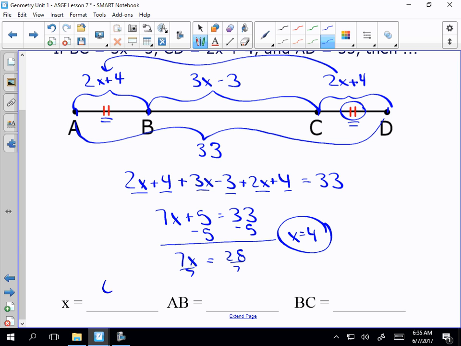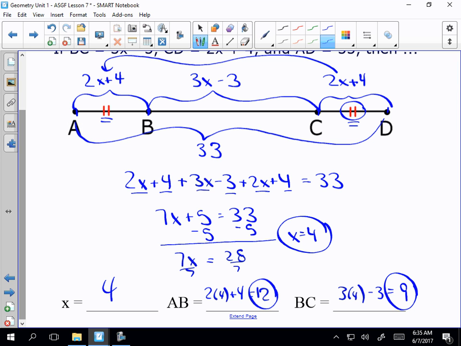So now we know what our variable is. Okay, x equals 4, and now we're going to plug that in to solve for these missing lengths. So for AB, it's 2 times 4 plus 4 gives us an AB length of 12. 2 times 4 is 8. 8 plus 4 is 12. And then for our BC length, 3 times 4 is 12. 12 minus 3 is 9.